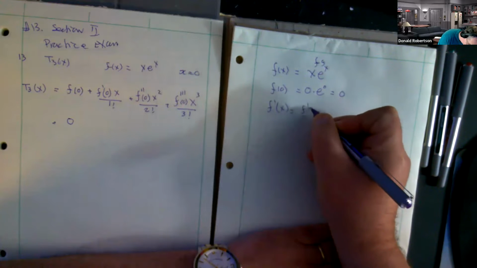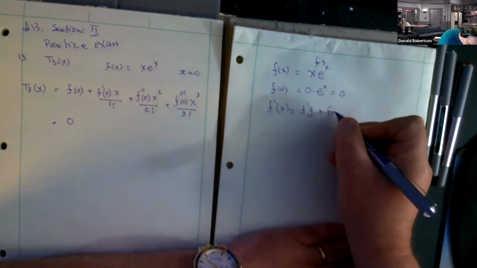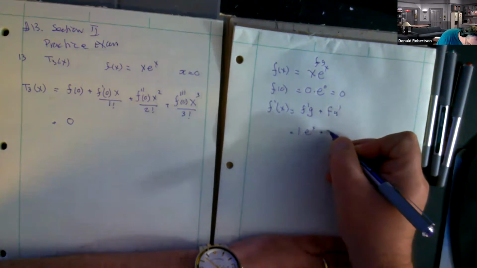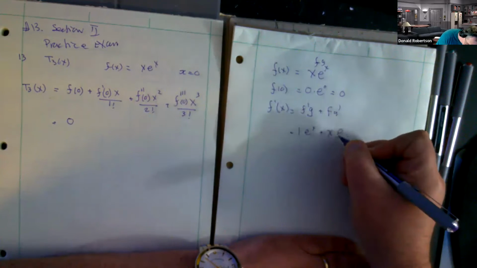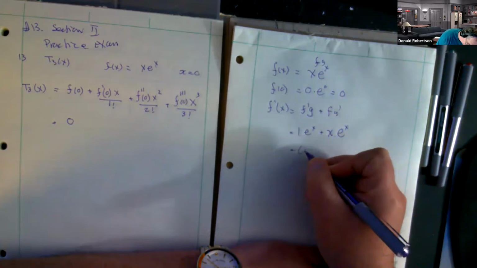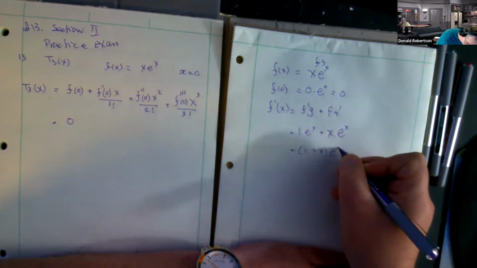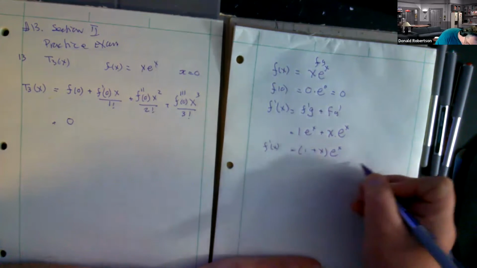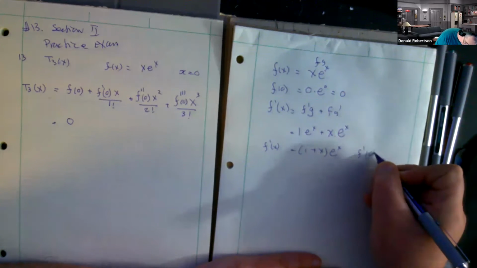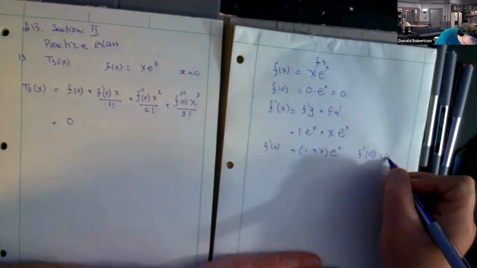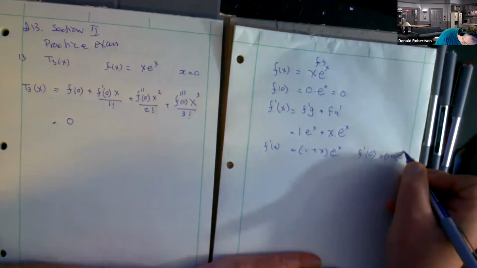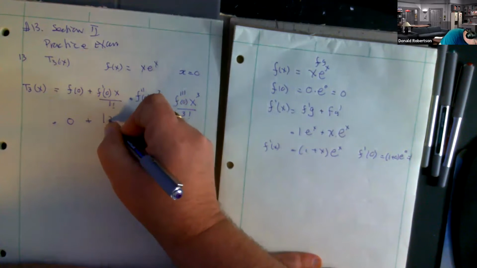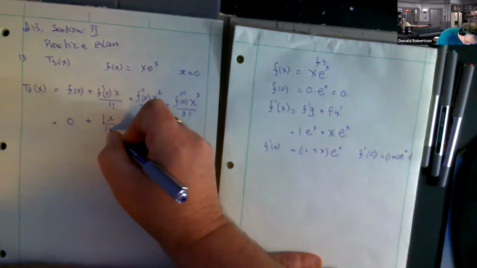The first derivative is going to be a product rule. So it's going to be f dash g plus f g dashed. So that's 1 e to the x plus x times, and if you differentiate that, you get e to the x. And I'm going to call it 1 plus x e to the x by bringing out a common factor. And now I can get the first derivative at 0, which is 1 plus 0 e to the 0, which is 1. So that guy's 1 x over 1 factorial.